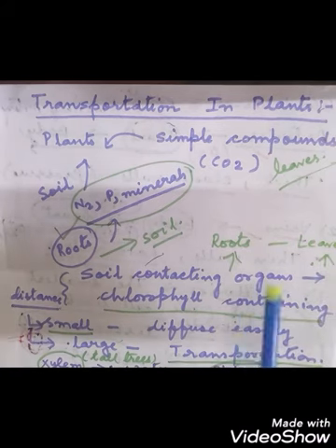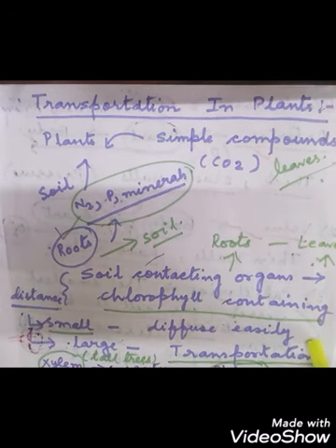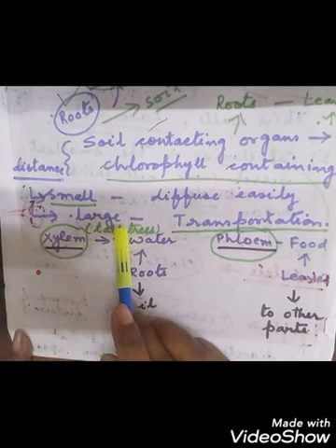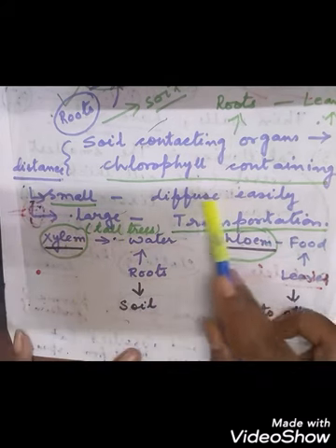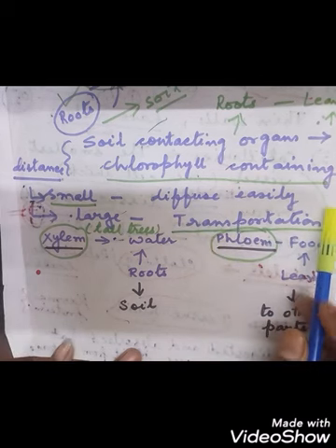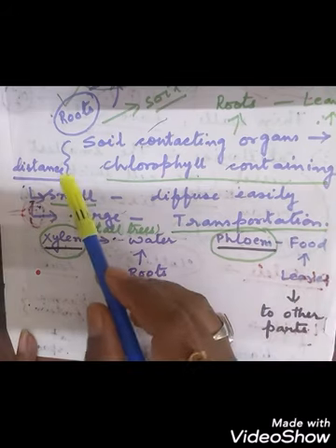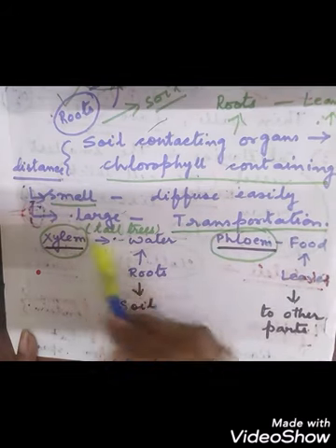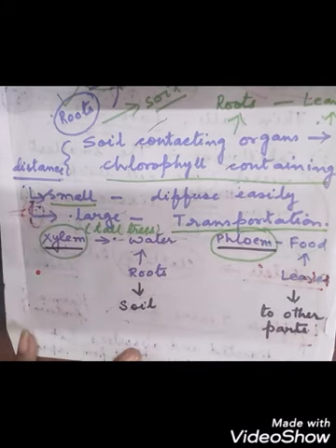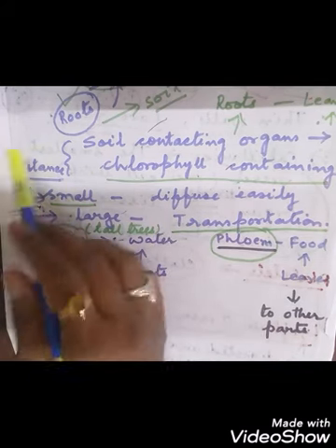So the root has to carry the water to the leaves, and if the distance is very less, then they can diffuse easily. If the distance is large, then the means of transportation should be there. Otherwise it will be very difficult for the roots to send the water to the leaves in the tall plants, tall trees, as you can say.